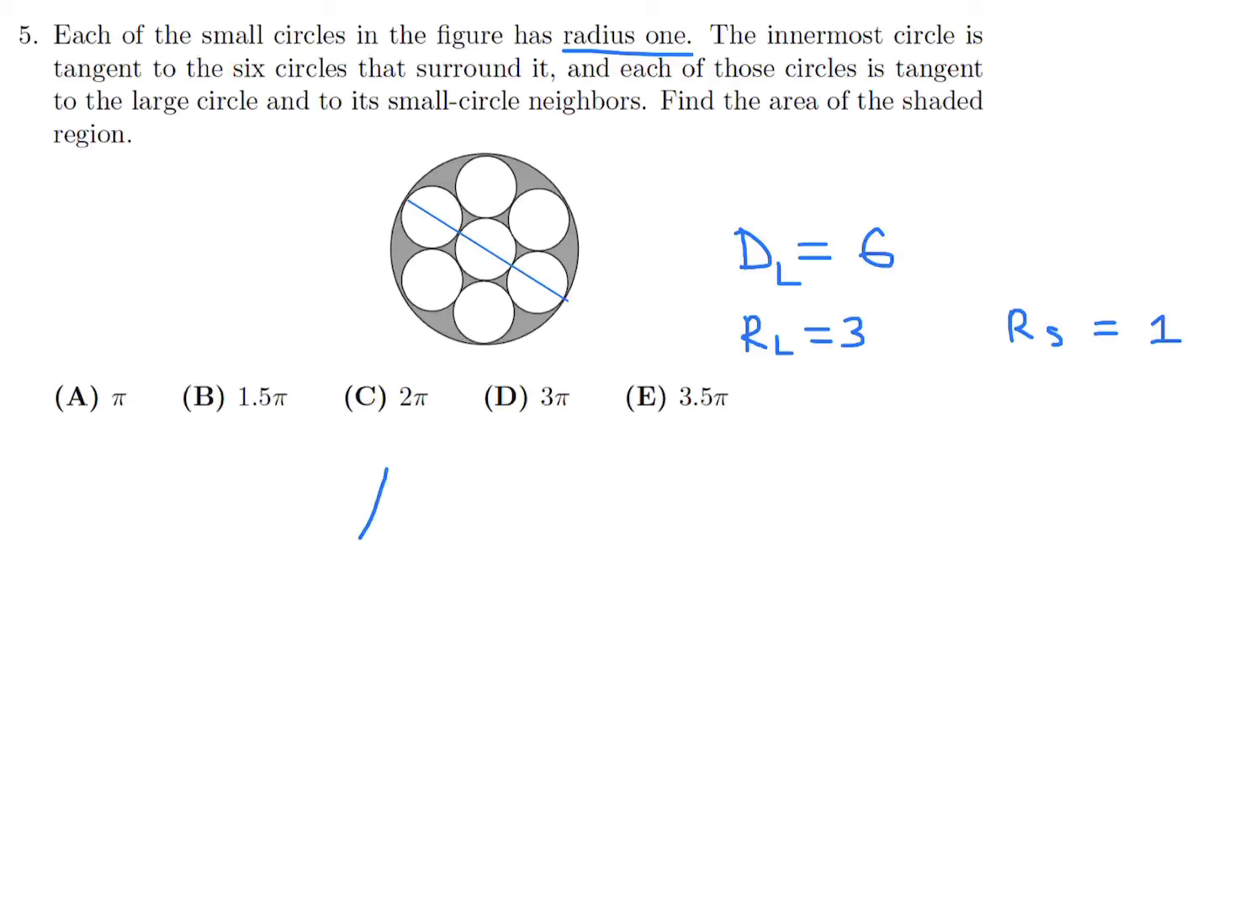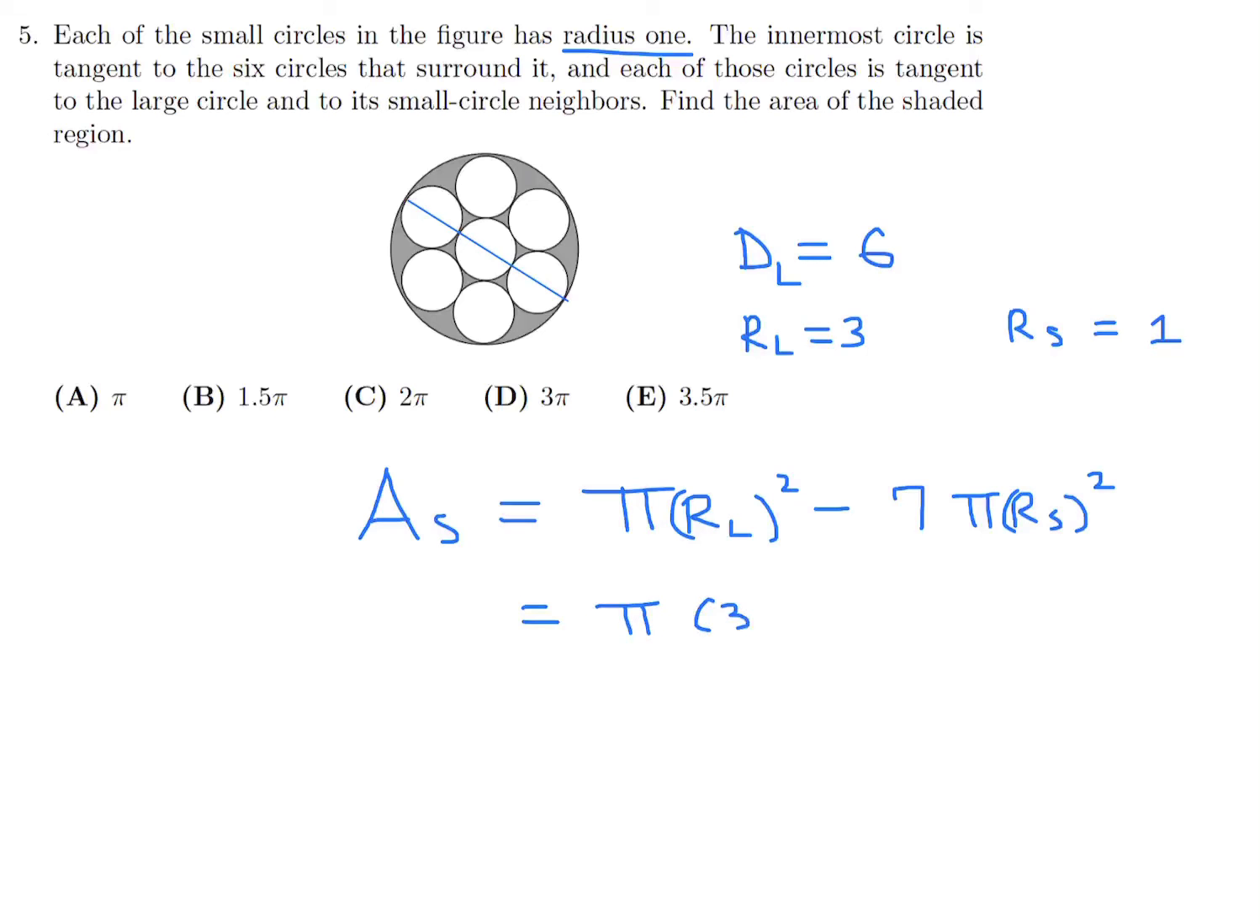So how do we find the area of the shaded region? It's basically the entire circle, the big one, pi RL squared, minus all the small circles that are in white. So how many are there? 7, right? 1, 2, 3, 4, 5, 6, 7. So 7 of those small circles, so 7 pi RS squared. And that should give you the area of the shaded region. So pi 3 squared minus 7 pi 1 squared. So this becomes 9 pi minus 7 pi, and that is 2 pi. So for number 5, the answer is C.